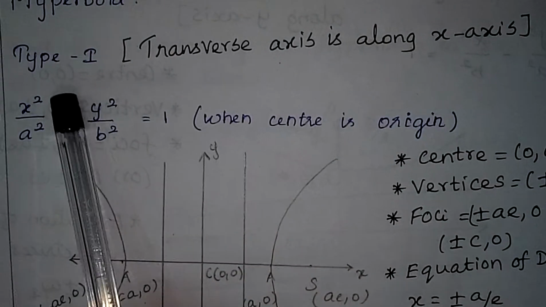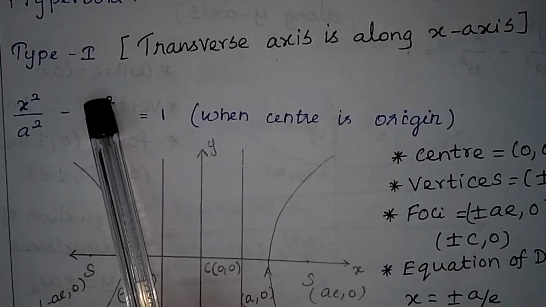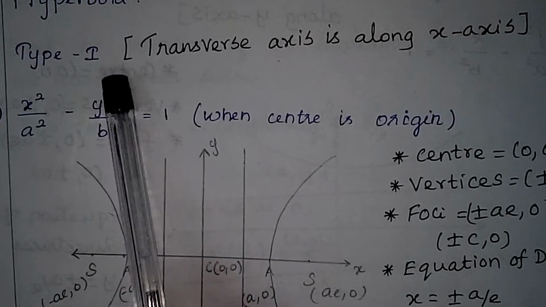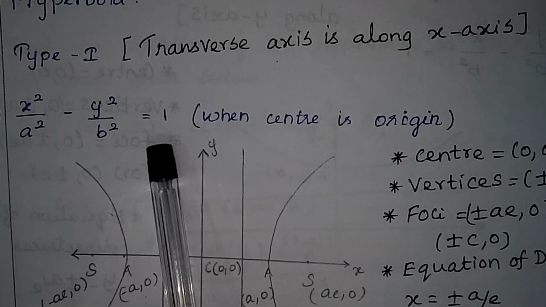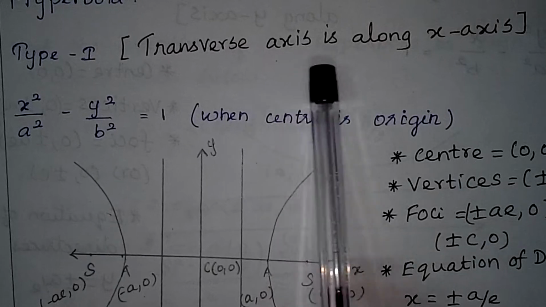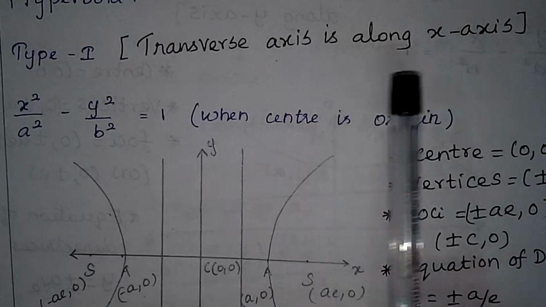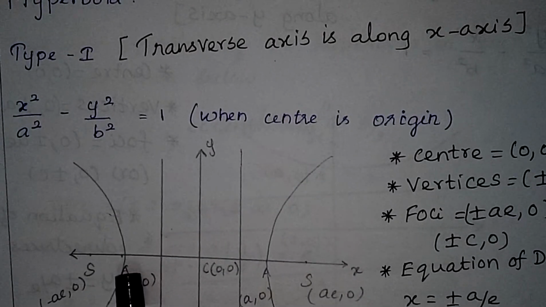Now we can see the types of hyperbola. We have two types. In each type, two subdivisions we have. The first type is x square by a square minus y square by b square equal to 1. Here the center will be origin as well as the transverse axis along the x-axis. Transverse axis means this axis, the axis where we have the vertices.